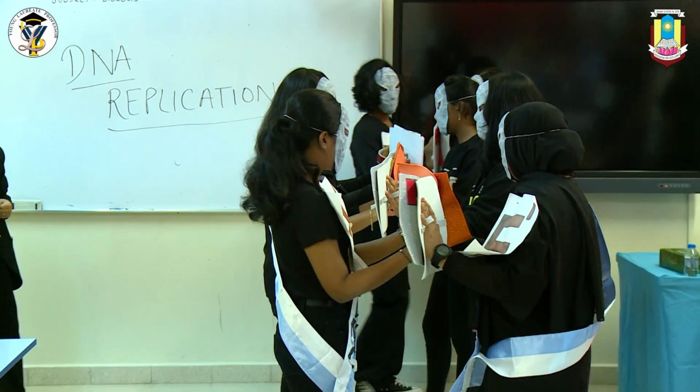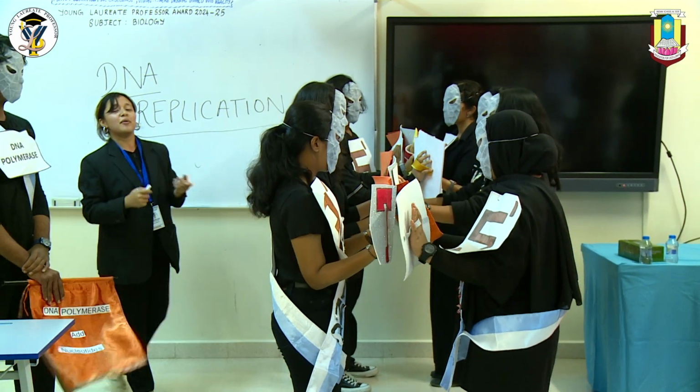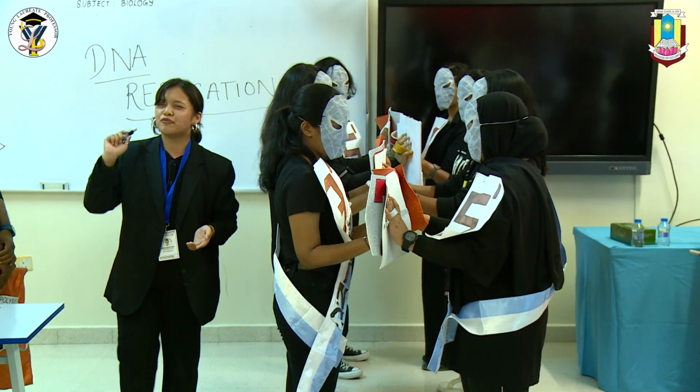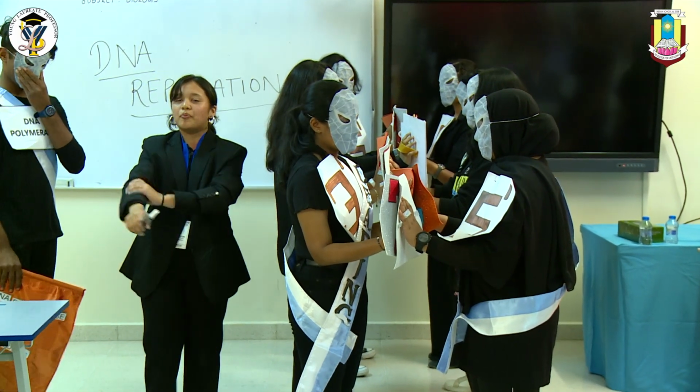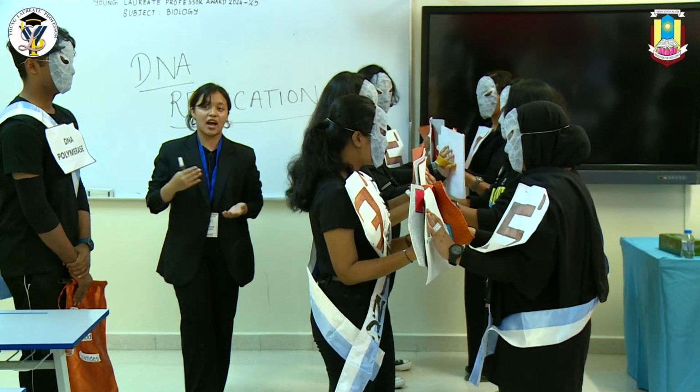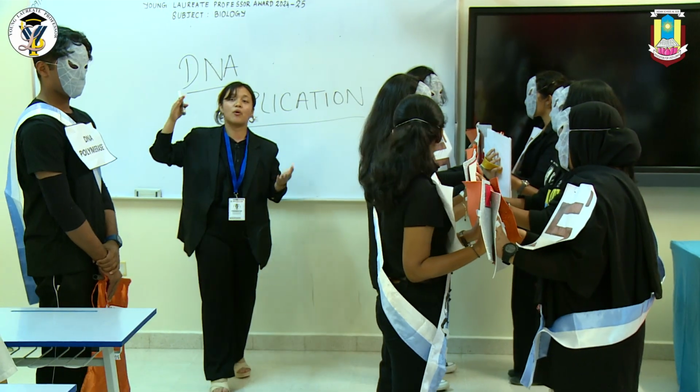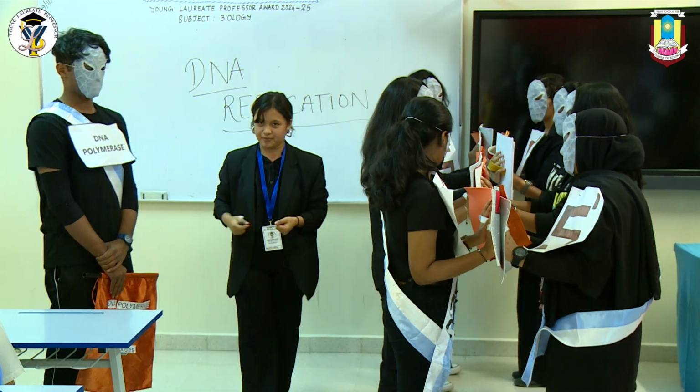Now, who discovered this double helix structure? This double helix structure was first studied by Franklin and Wilkins using X-ray crystallography, which laid the foundation for the later study continued by Watson and Crick in 1953.